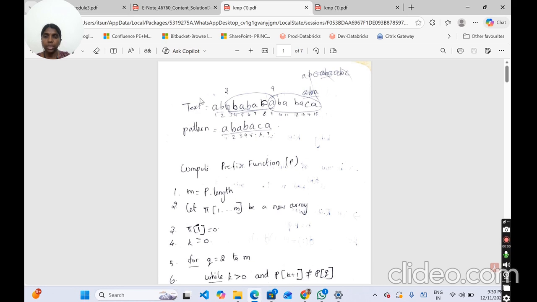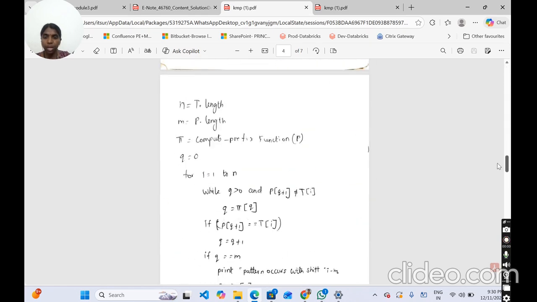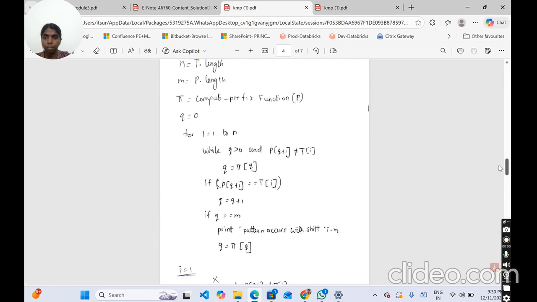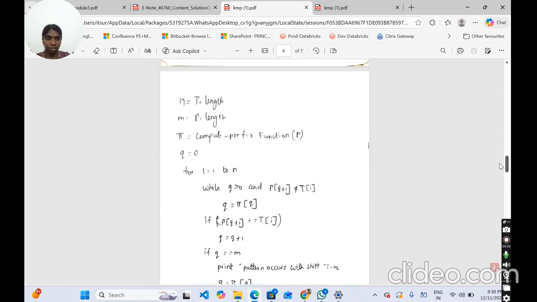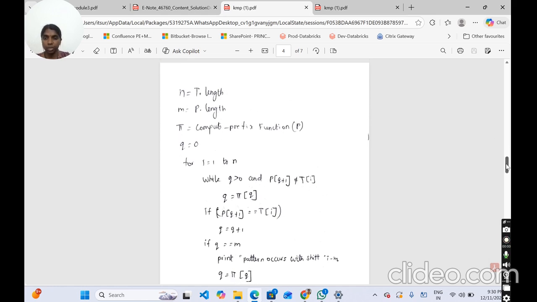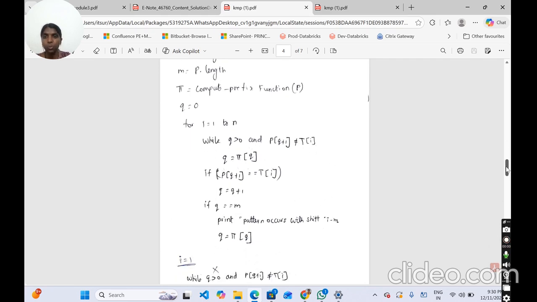In this case, at the third iteration our letters will be matching, and when i equals 9 also it will be matching. So in the KMP algorithm, how much shift are we doing? It starts from here. First one is the prefix function, and this is actually the KMP matcher. So n equals T dot length, the given text length, m equals the given pattern length, and pi we have computed, and here we initialize q as 0.